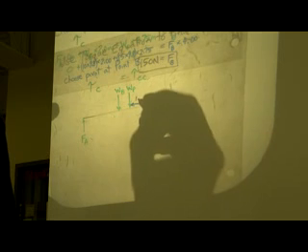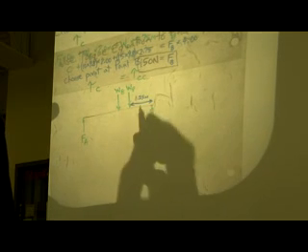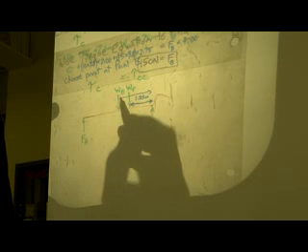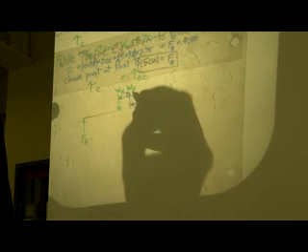So the person is 0.75 from here, or 1.25 I should say. So that distance right here is 1.25. This distance right here is 2.00 meters. And then this distance right here is 4 meters.